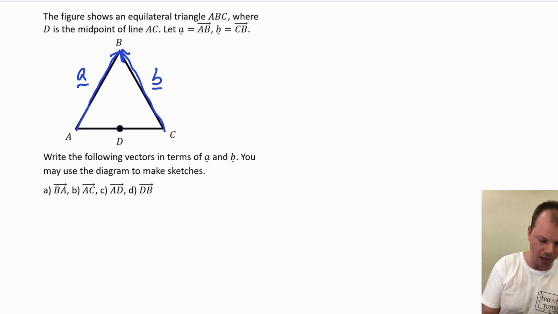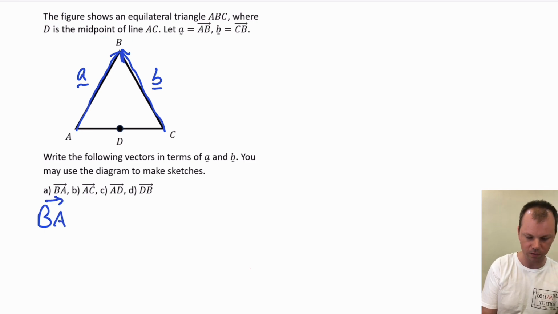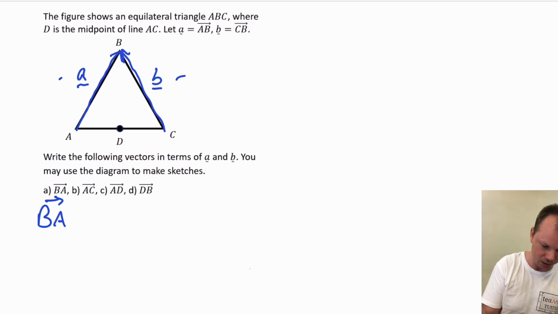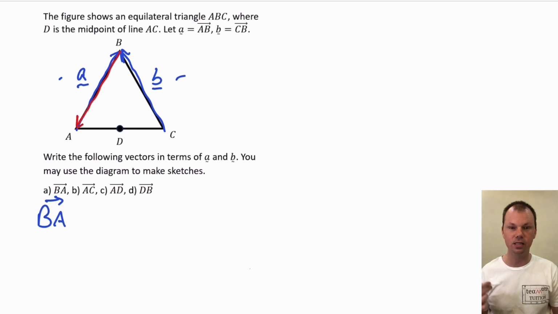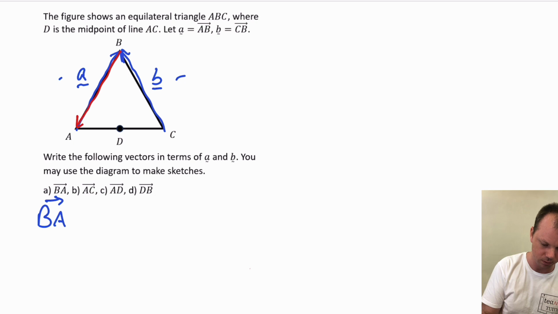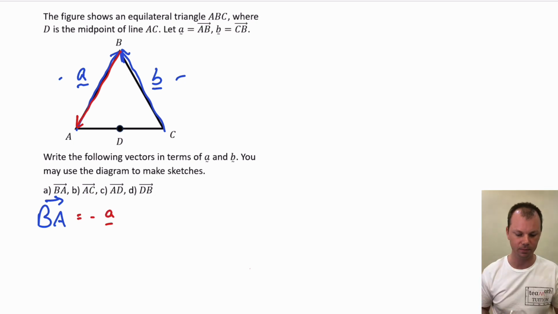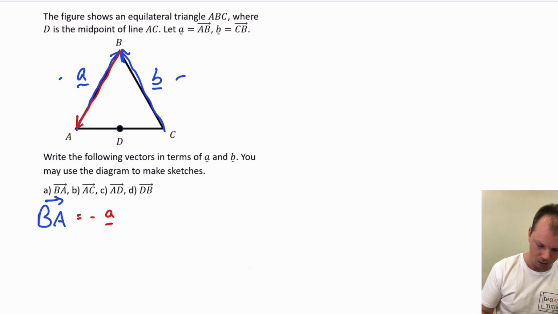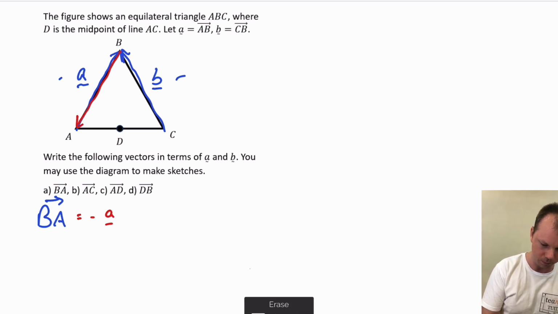So we want to write the vector BA in terms of the vectors A and B here. So BA, that's starting at B and going to A. Now that's just the opposite of vector A, right? That's A pointing in the other direction. We know how to do that. That's just negative A. So we want to flip it the other way, negative A.